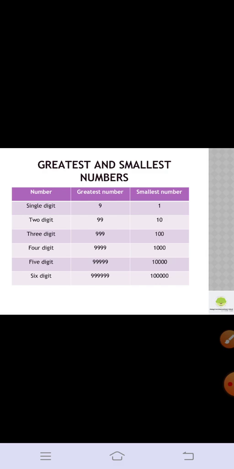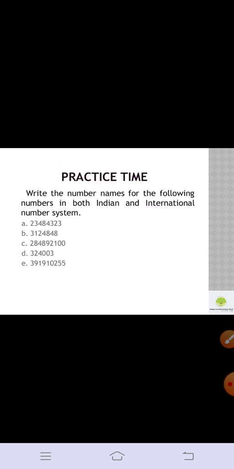From that, we can learn the smallest and greatest numbers in single digit, 2 digit, 3 digit, 4 digit, 5 digit, 6 digit, like that. Yes. So we can write the smallest and greatest number for very large digits. Students, I hope you can understand about the Indian number system, the international number system, and the relationship between both number systems.